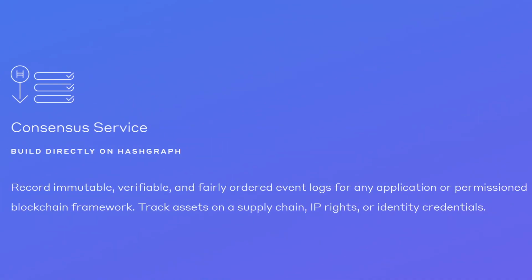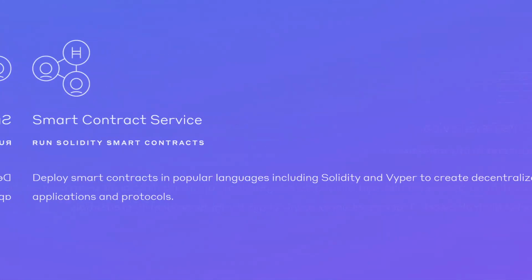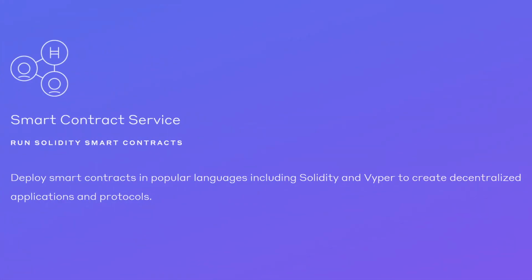The next one is consensus service that's built on the Hashgraph to store any event logs such as ownership information, transfer of ownership, intellectual property rights, medical records, and any other identification, etc. And the last one is contract service that can be built on Hedera Hashgraph using the most popular coding language such as Solidity.